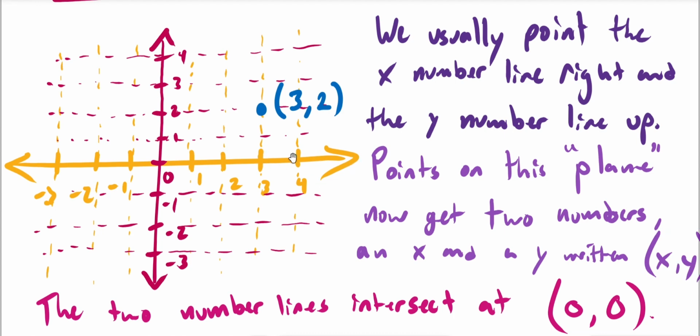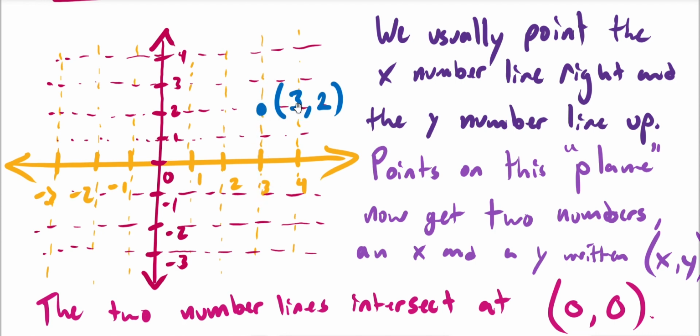We usually orient the x-axis going to the right, the y-axis going up. That's the standard orientation. The 2 number lines intersect each other at (0, 0). That's this point right in the middle called the origin. And so this point (3, 2), again, is right above the x value of 3 and over from the y value of 2. So you consider this to be the value of y, it's 2, and these to be the value of x, being 3.